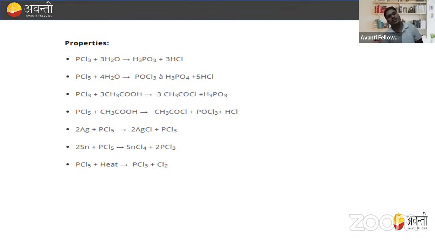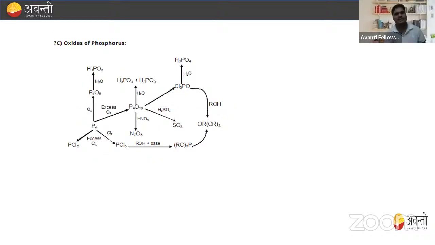As for the properties of phosphorus halides, whenever PCl3 is treated with water, it will form an oxoacid of phosphorus like H3PO3. POCl3, whenever treated with silver, will form AgCl precipitate. When PCl5 is heated, it will decompose into PCl3 plus Cl2, because the two Cl bonds are present at the axial position, and they are unstable. Due to this, they decompose to give this, right?